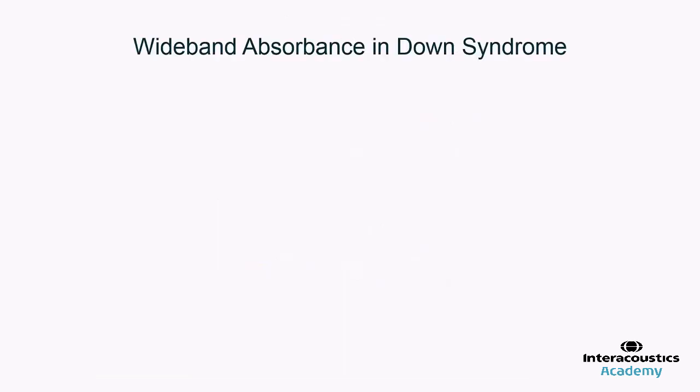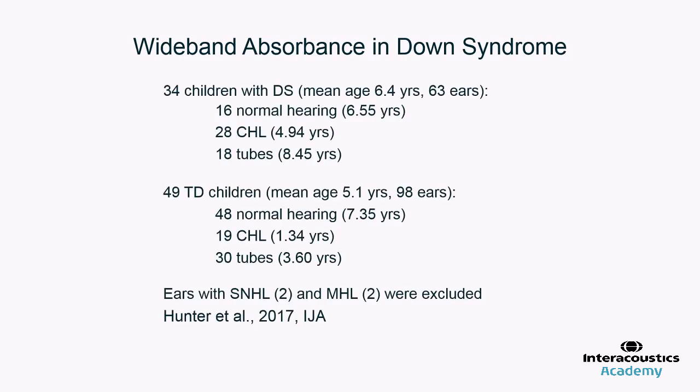So one question is, what about children that are more difficult to test, where you really have a lot of difficulty getting good behavioral audiometry? So we studied a group of children with Down syndrome, and of course children with Down syndrome can be quite challenging to test behaviorally, and they have a very high incidence of middle ear problems. So we wanted to see if wideband absorbance was a good tool to use in this population.